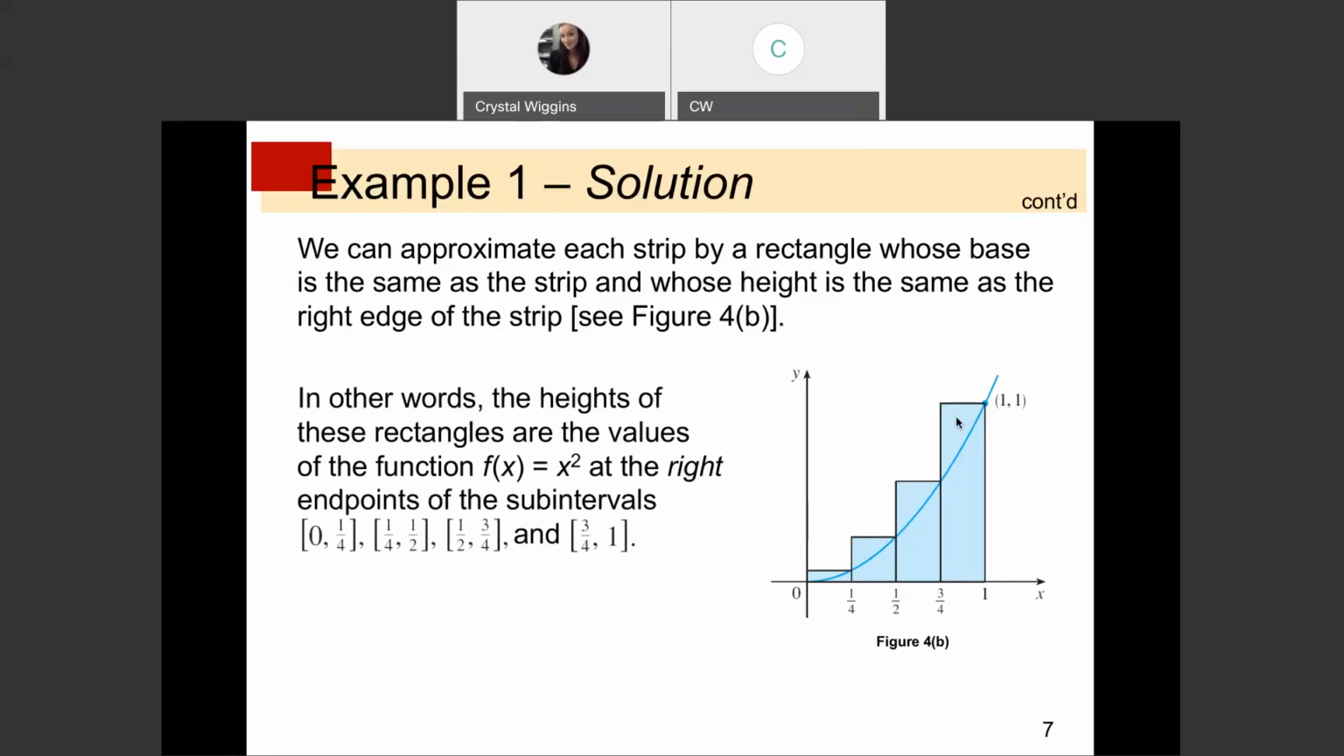In other words, the heights of these rectangles are the values of the function at the rightmost points. So if we put here the 1/4, we put a quarter into the function and we get a height. Remember the function was y equals x squared, so we're essentially putting a quarter into the function to get the y values of these points. So let me actually do that out with you so we can see how this is done, so it's not just done out for us.